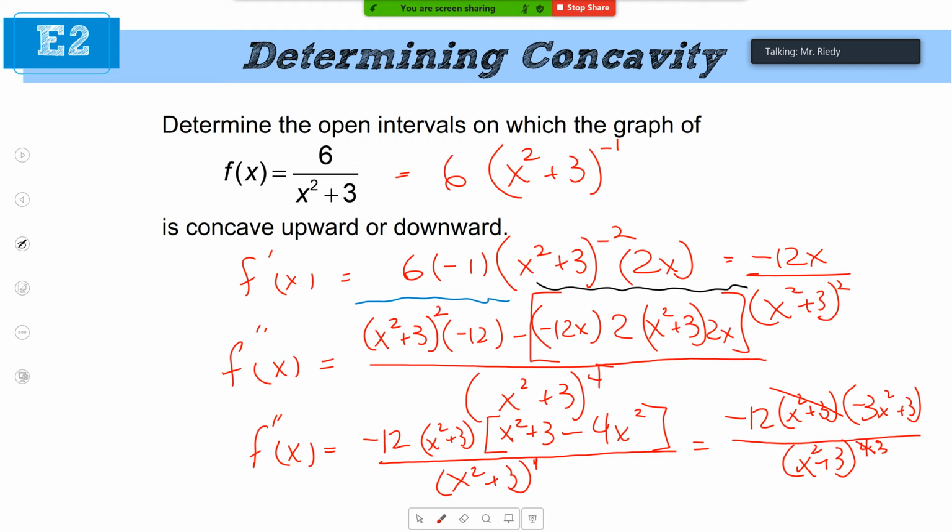Critical numbers. Set that puppy equal to 0. Remember, critical numbers, two things. What makes the numerator equal to 0? Okay, so it's a little crowded here, but negative 3x squared plus 3 equals 0. And what makes it undefined? In other words, what makes the denominator equal to 0? X squared plus 3 equals 0.